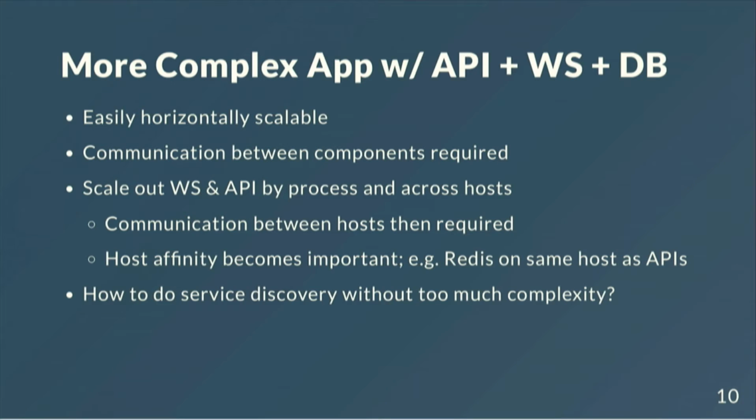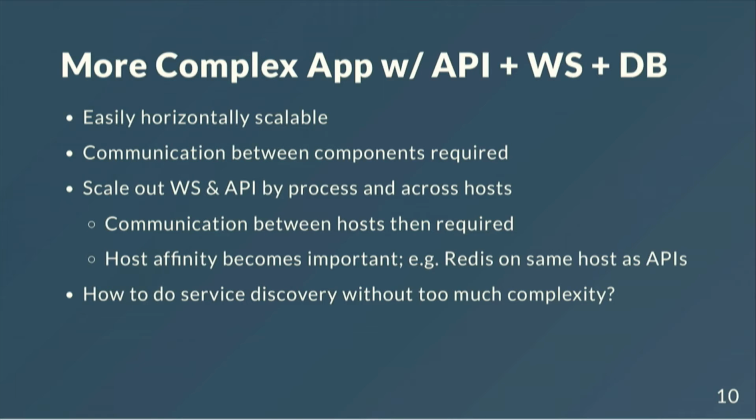So by having a more complex application, we introduce this problem that we need to solve, and we want to do it with as little complexity introduced as possible. The other thing that's important is host affinity becomes relevant for your services. You will want to have, say, Redis running on the same host as your API service. I would say it doesn't have to be, but it will be faster that way. You'll want to close it off to the outside world, that kind of thing.